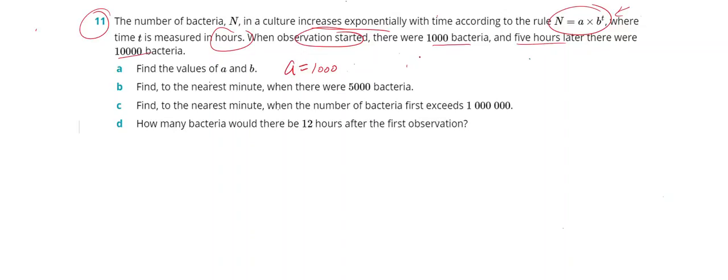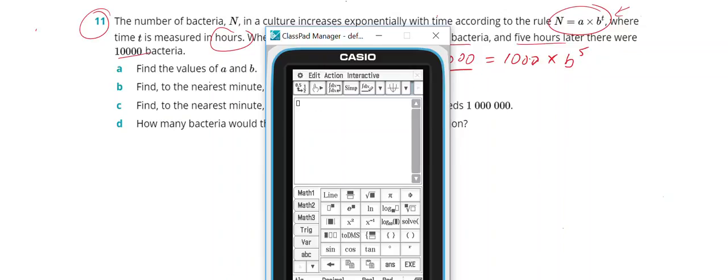Okay, so we need to figure out what our b value is, because I know that my n after 5 hours is 10,000. My a value is 1,000, and my b value, I don't know. I'm trying to calculate what b is. After 5 hours, we have 10,000 bacteria. So we're going to have to use our CAS to solve this.